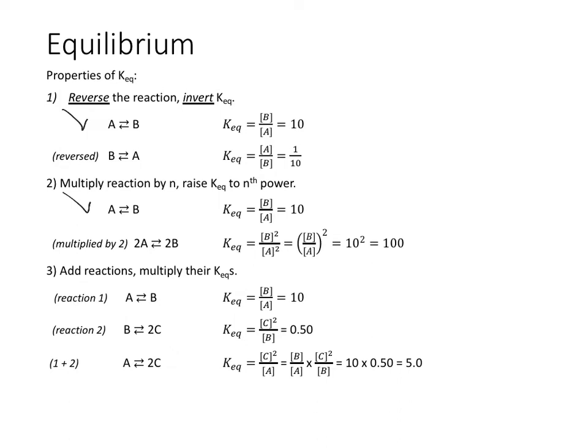Notice now when I add these two together, we're just going to treat them like math, and we'll cancel out the B's, and we're left with A in equilibrium with two C's. The equilibrium constant for that is going to be C squared over A, and we note that that is the first equilibrium constant times the second equilibrium constant. Again, when I do the math, the B's cancel. I would then multiply the two equilibrium constants because B over A is 10 and C squared over B is 0.5. 10 times 0.5 is 5, and we've multiplied those constants.